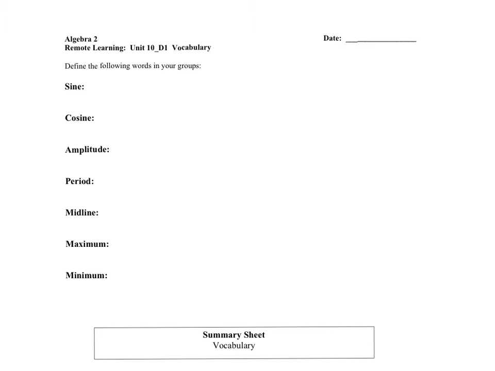Hello everyone, welcome to day 1 of unit 10, which is on graphing sine and cosine. So everything that we did last unit in the unit circle is going to be applied here. What I actually want you to do is pause the video right now and go in and fill in all of these vocab terms, the definitions of them that you remember.